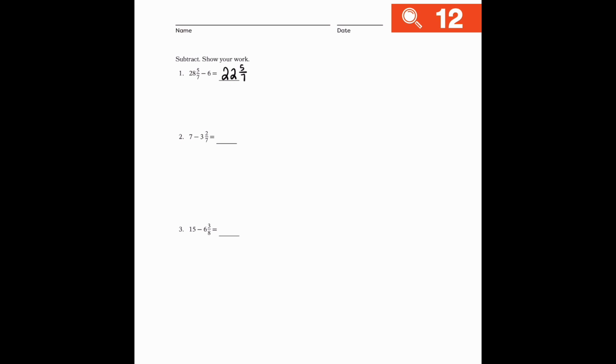Alrighty. Number 2, I am going to want to decompose this just a little bit. So I'm going to make this 6 and 7/7, all because my denominator here is 7ths, so that is the size unit that I'm going to want to work with. So I'm going to have 6 and 7/7 minus 3 and 2/7. 6 minus 3 is 3. 7/7 minus 2/7 is 5/7. So I will have 3 and 5/7.